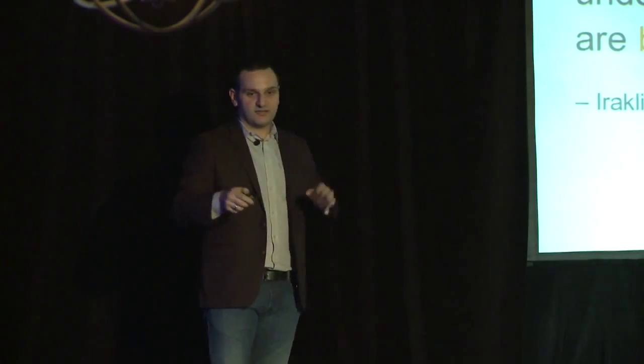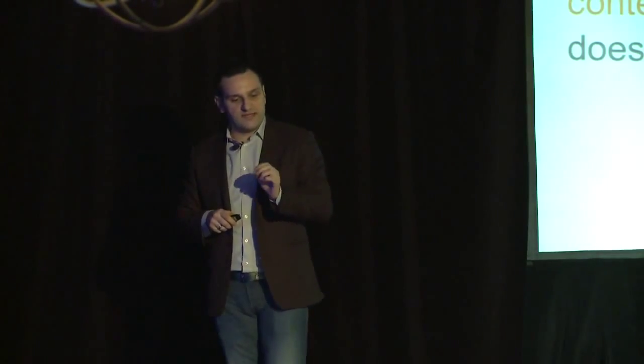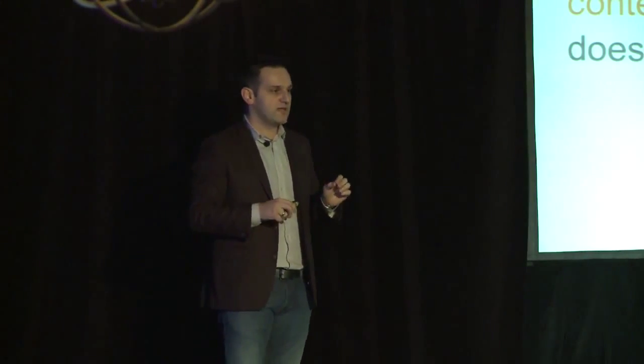And so that you don't blame me that it's just me tagging along with famous people, there's somebody much more famous than me: Sam Newman, the guy who wrote the book about microservices. Watch what he's saying. I didn't copy him. My talk was before his book was published, so no plagiarism here. He said, "I have seen too often that thinking about data leads to anemic, CRUD-based services, and that's bad. So ask first, what does this context do? And then, what data does it need to do that?" Basically, what he's saying in that part of the book is, think about the capabilities that you are providing.